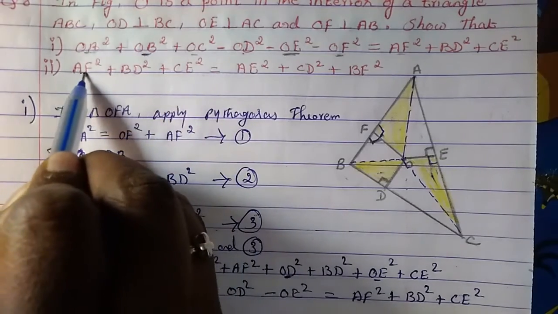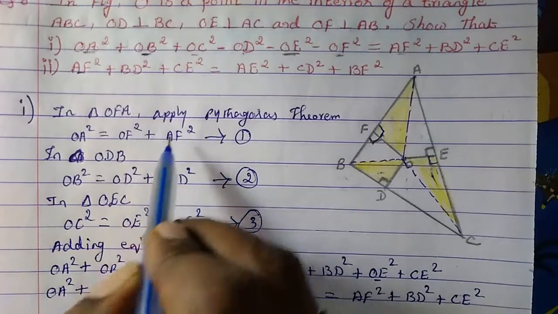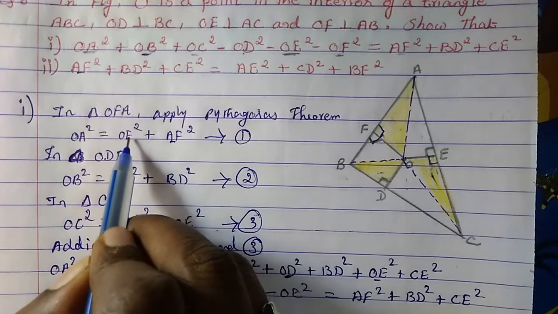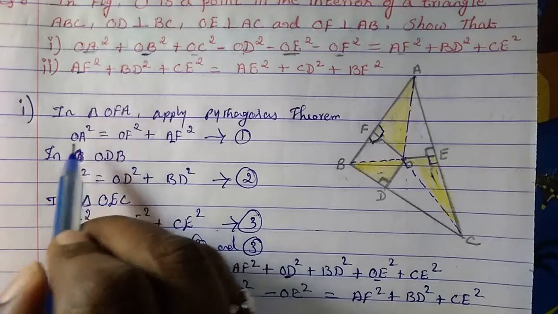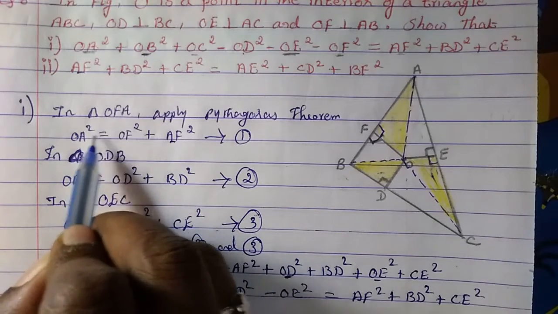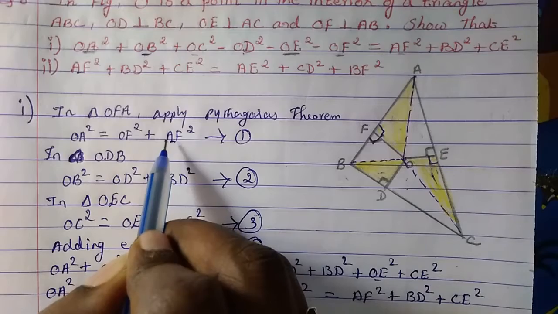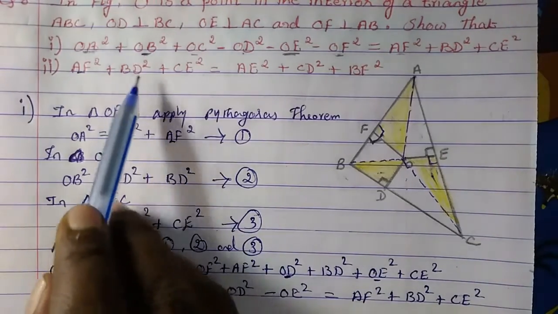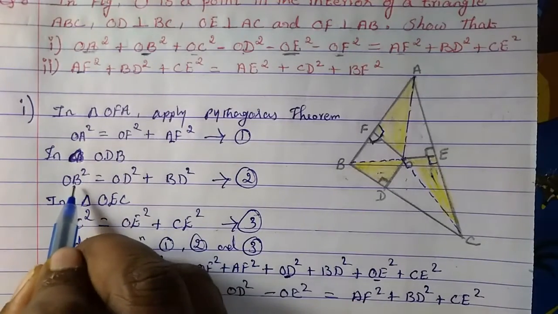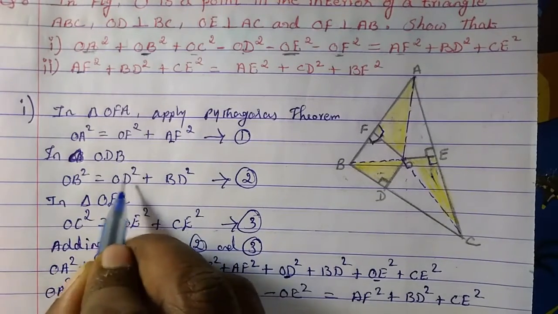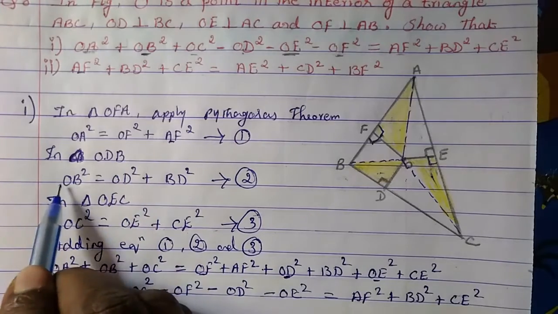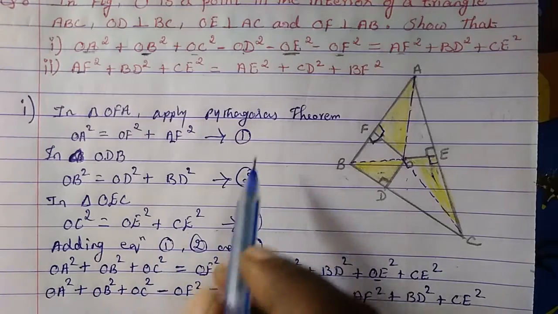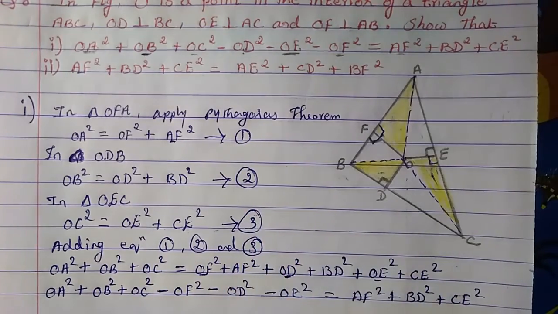First look at the AF square. AF is here, so keep AF here only. Now if you take this to this side, it will become minus. So what will it become? OA square minus OF square. Same way here, BD square: we will keep BD here only and bring this to the other side. Then this will become OB square minus OD square equal to BD square. So that's what we will do from equations 1, 2 and 3.